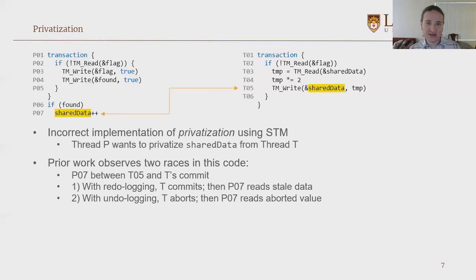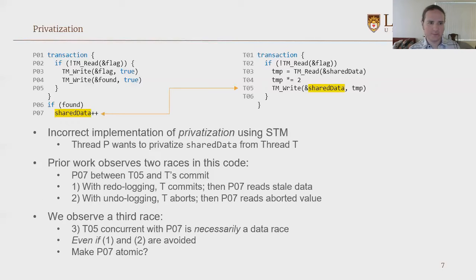This is because T needs to serialize before P, but P is reading the old data from before when T reached its commit phase and actually wrote the value to the shared data. In the second case, with an undo logging-based STM, we suppose that T aborts. In this case, P will read the value written by the aborted transaction of T, which is also an invalid value for it to have seen.